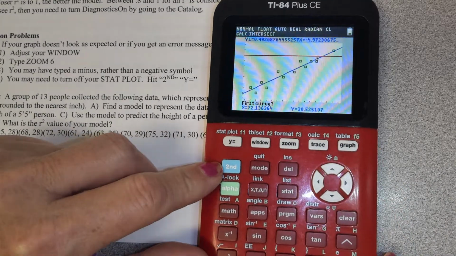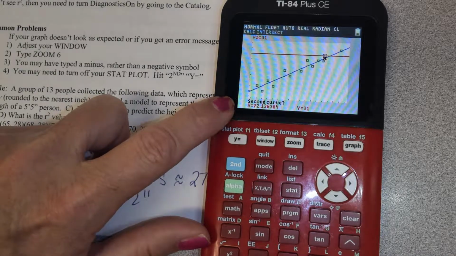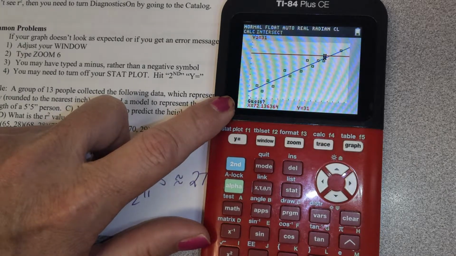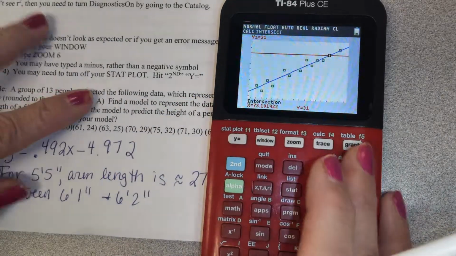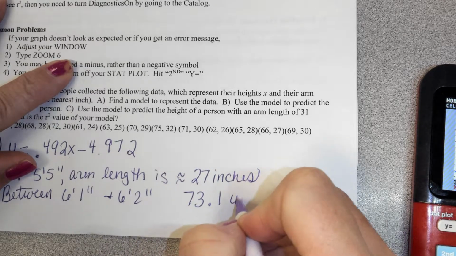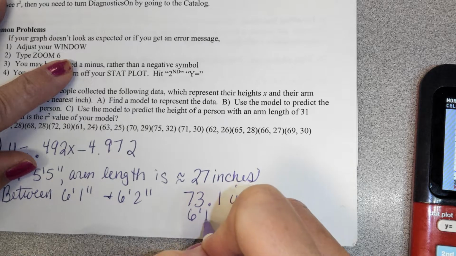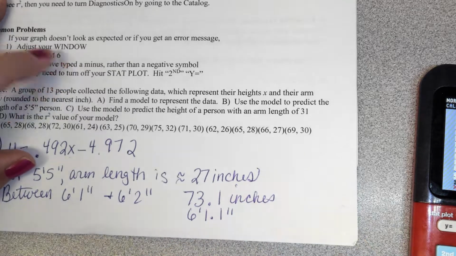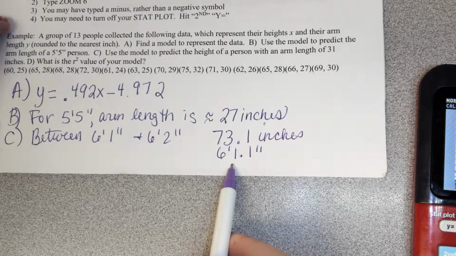And then it's going to say, is that your first curve in blue? I push enter. Is your second curve in red? I push enter. Enter one more time. So 73.1, which would be 6 foot 1.1 inches. Okay, so that's even a better answer still.